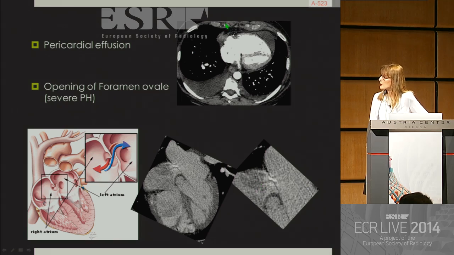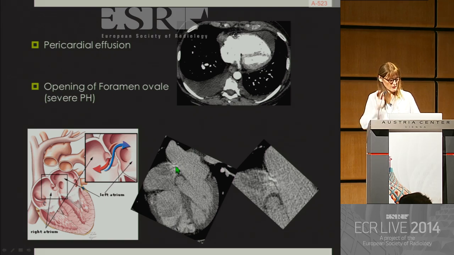Last signs, pericardial effusion. Sometimes it can be difficult to differentiate between the right ventricle hypertrophy and pericardial effusion, but in this patient it's quite obvious there's a difference. And last sign, opening of foramen ovale can be seen if you use ECG gating.